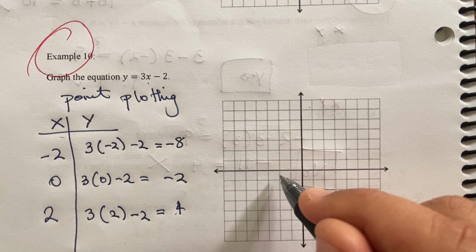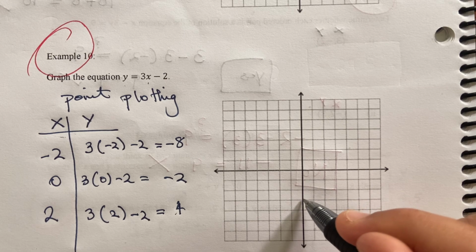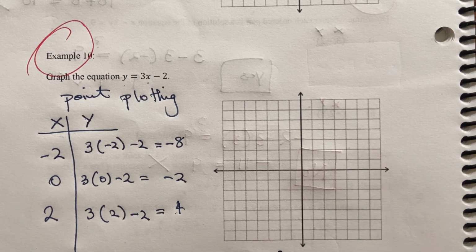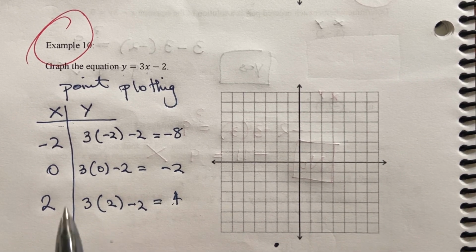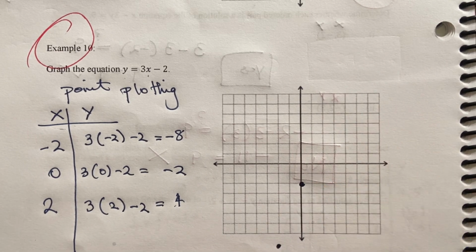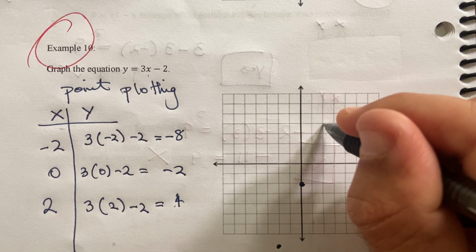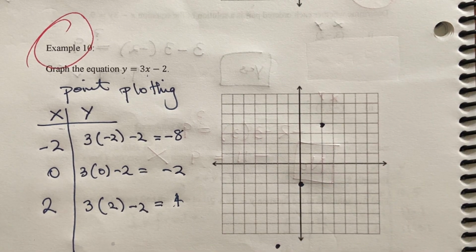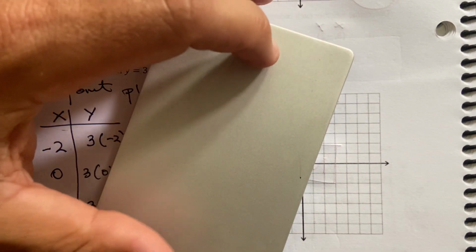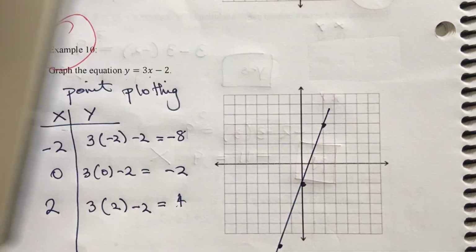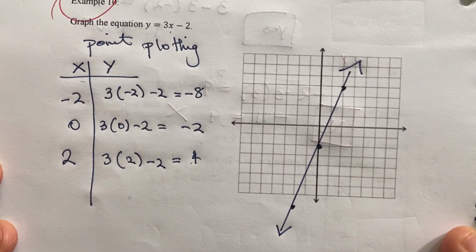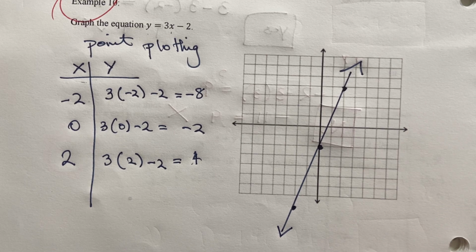So -2, -8. Let's see, 1, 2, 3, 4, 5, 6, 7. I guess I went a little bit off the page there. Maybe a little bit off the screen as well. 0, -2, and then 2, 4. Is that 4? Oops. So they're appearing in this line, right? So I'll go ahead and grab just something with a straight edge. I'm just using an external hard drive. And then include those arrows, right? Those arrows. That is the graph in full.